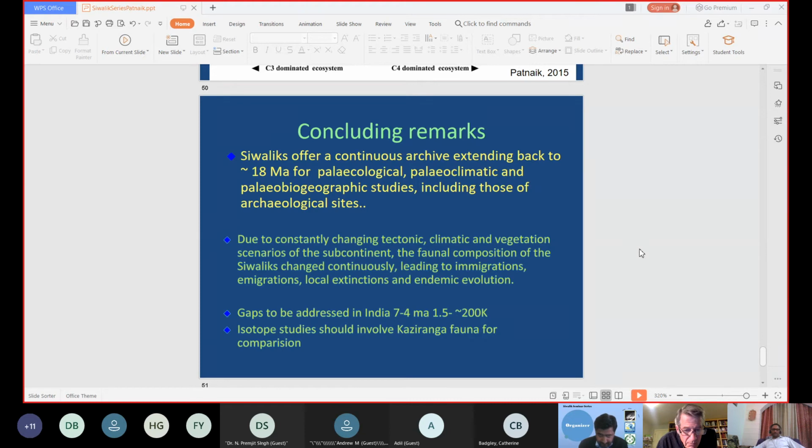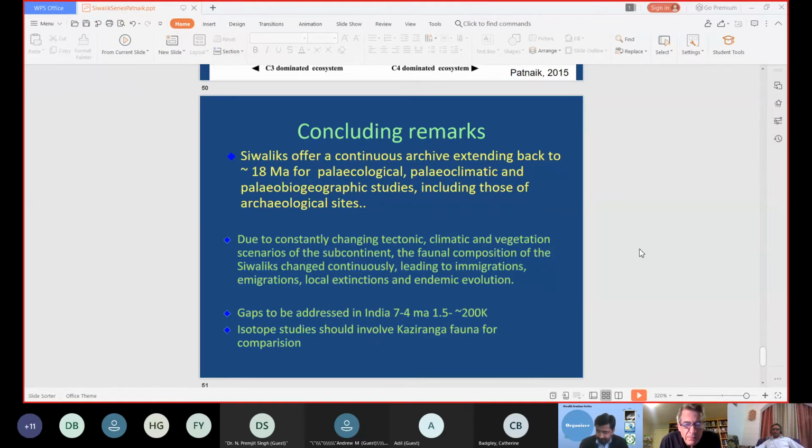So I would conclude by saying that the Siwaliks offer a continuous archive, which would take us back almost 18 million years, and it's a rich record for studies like paleoecology, paleoclimatology, paleobiogeography, and also recently people have reported archaeological material, stone tools, and cut marks. So it is going to be an exciting future in this.